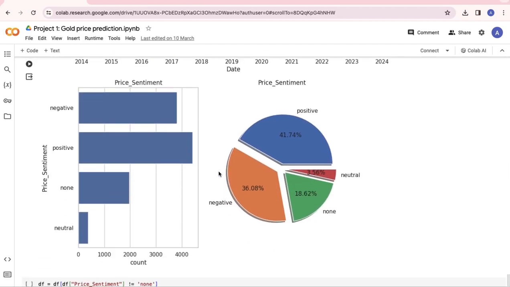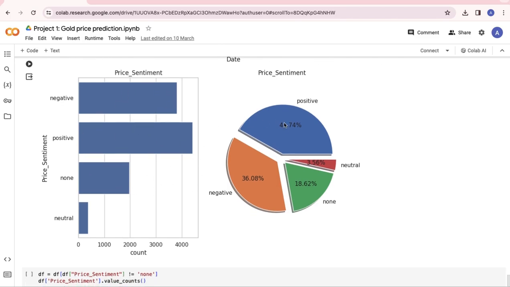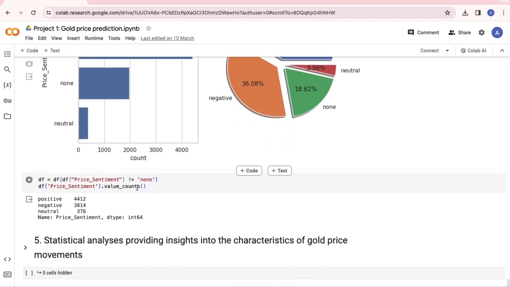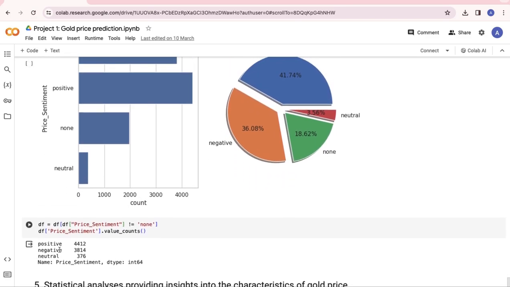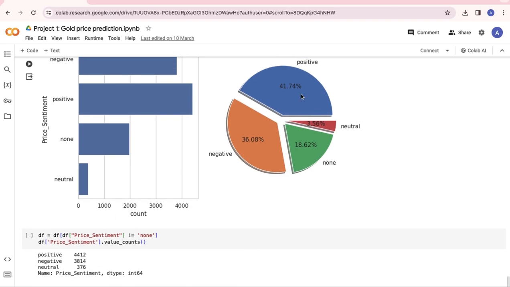Based on the analysis, we can see the negative, positive, and none, as well as the neutral sentiments of the data provided. This is also shown in the form of a pie chart. The overall conclusion is that there are more positive than negative sentiments, and there are very few neutral sentiments as well.